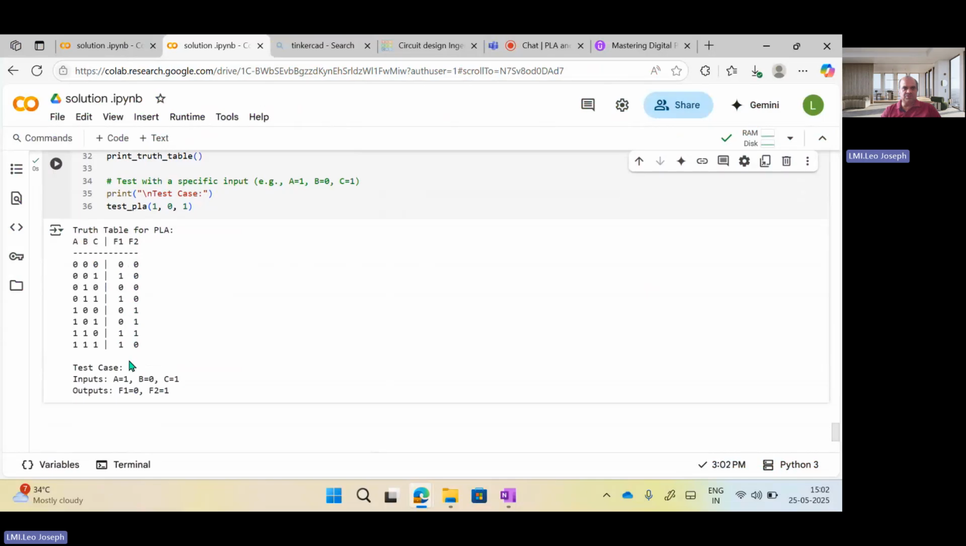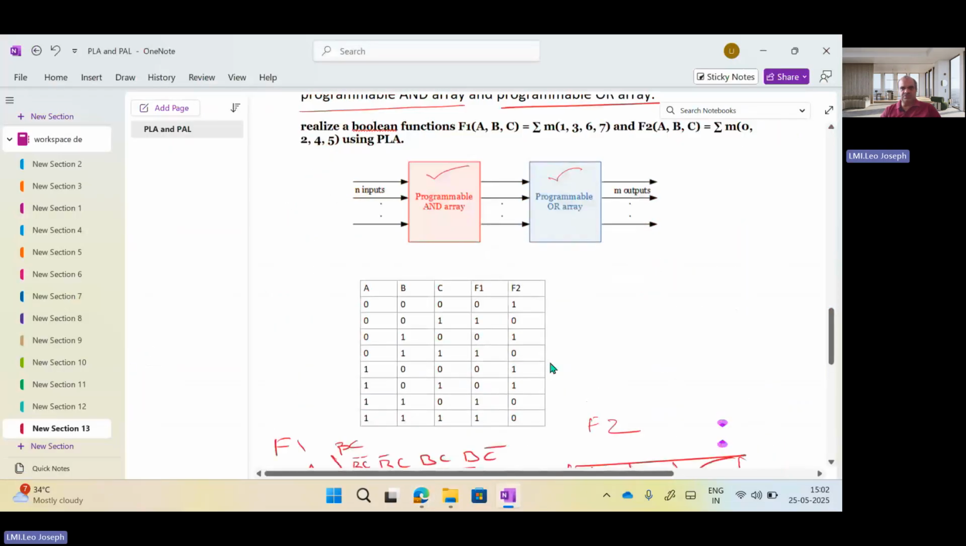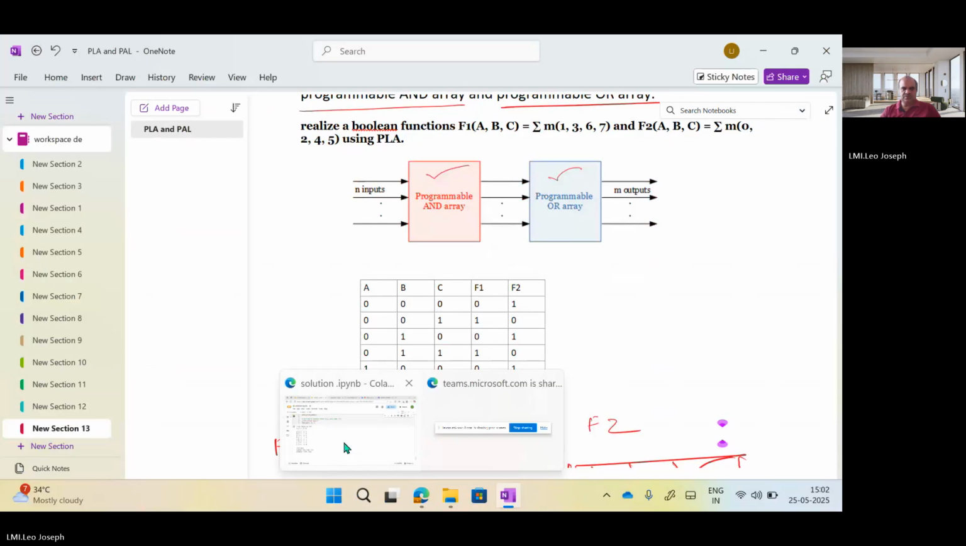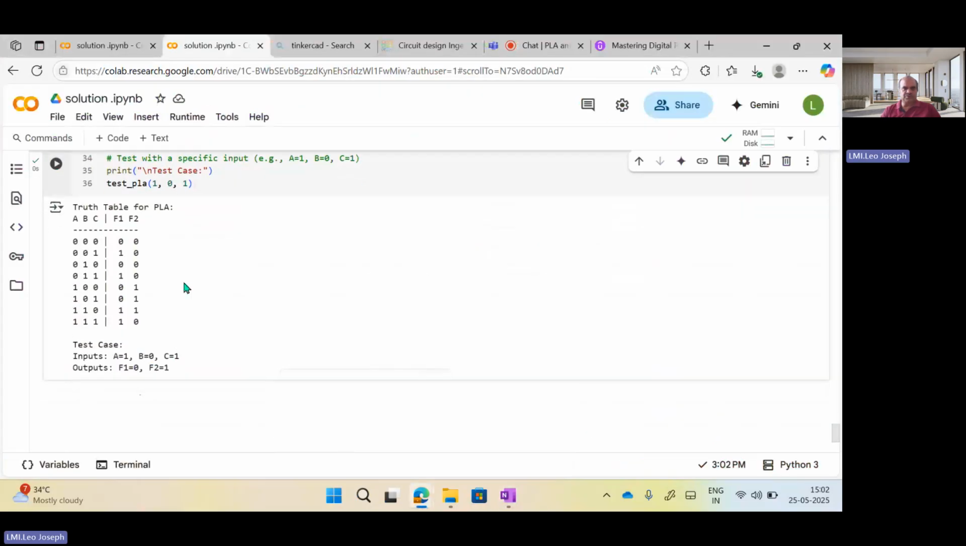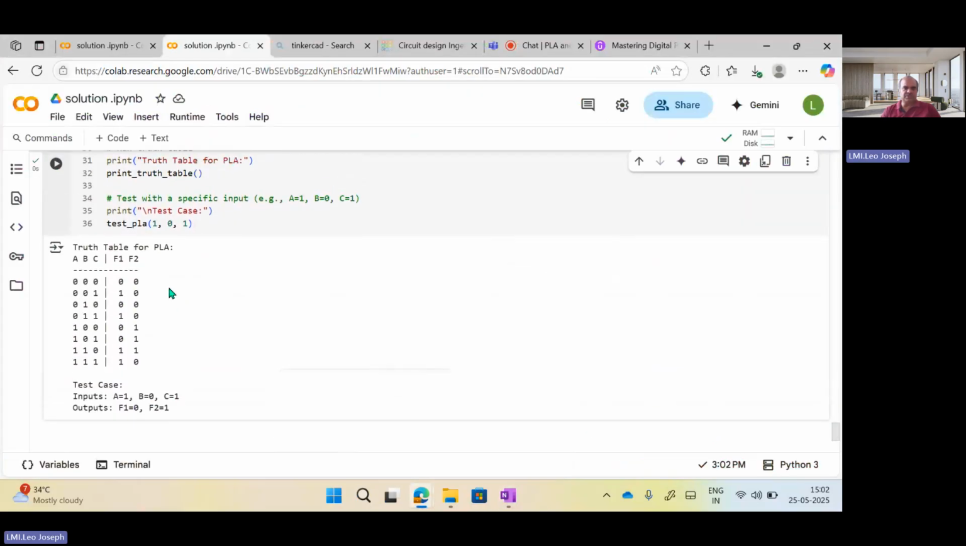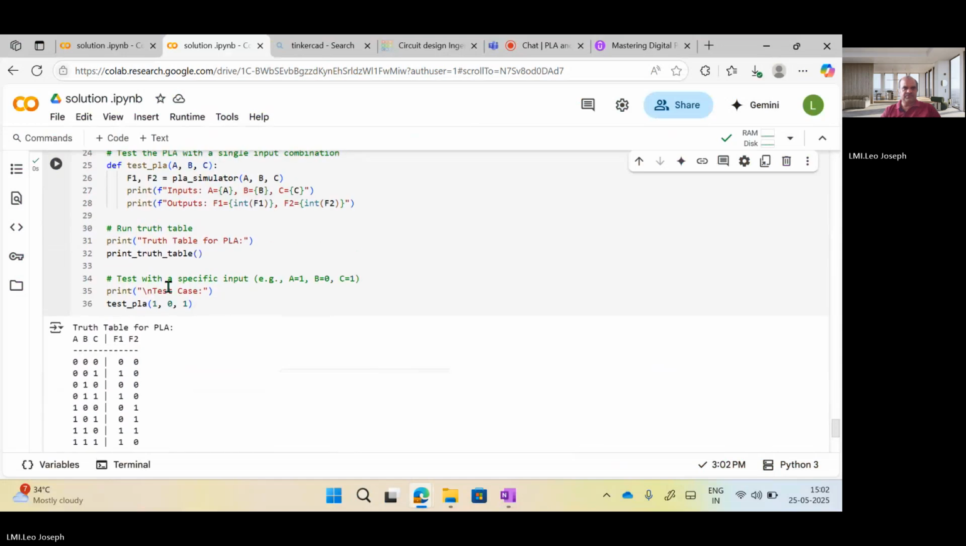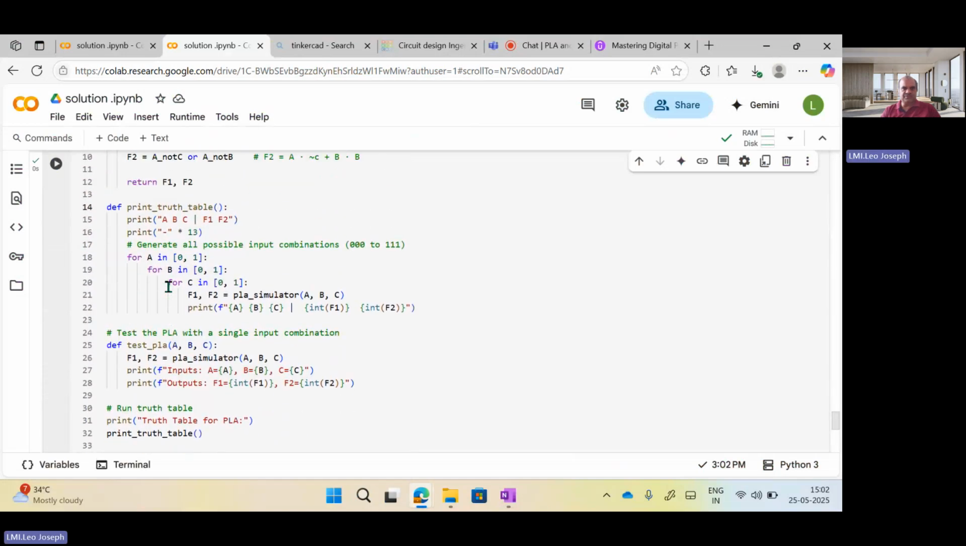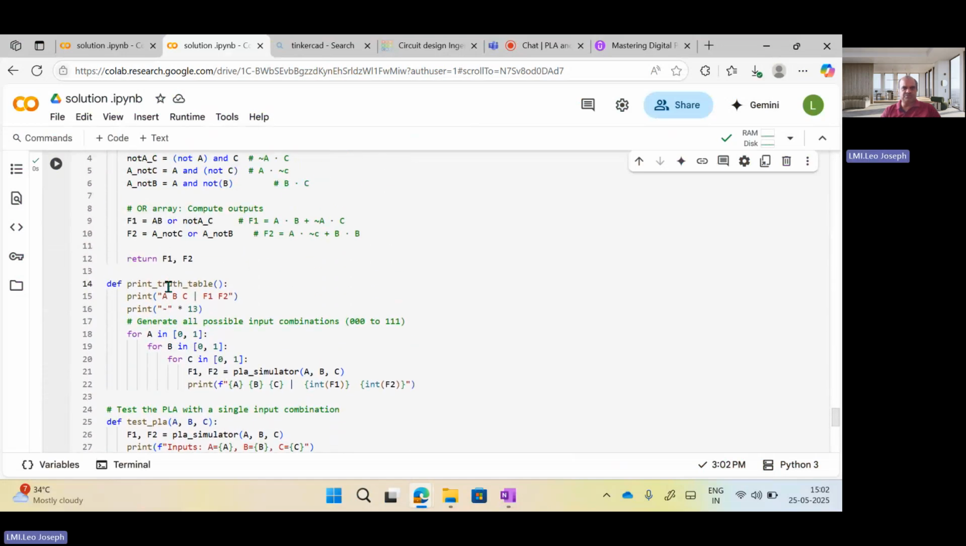0 1 1 0 0 1 1. Same thing. 0 1 1 0 0 1 1 1 0 1 0 1 1 0 0. So F2 does not match. F2 is totally different. So we need to check the F2.